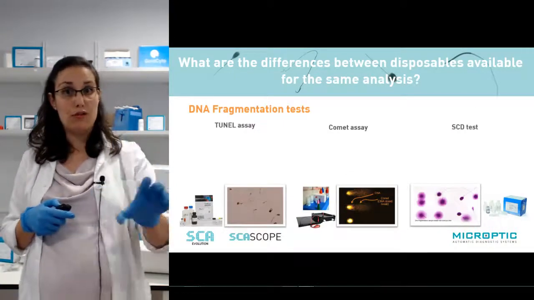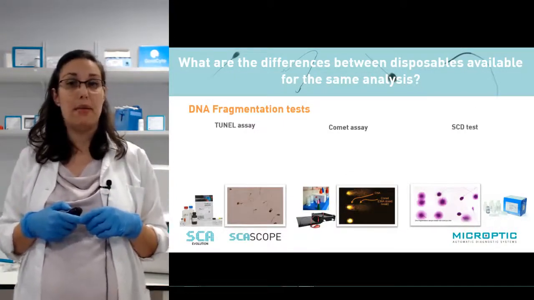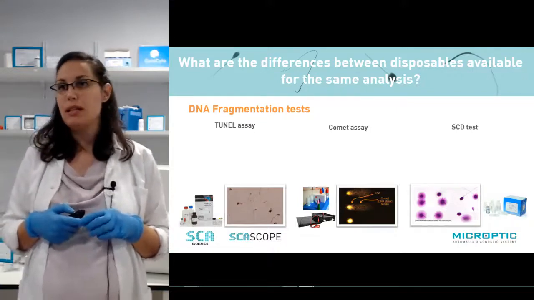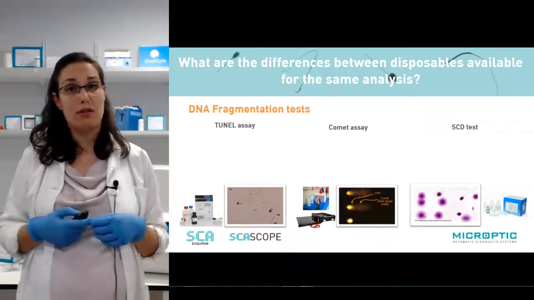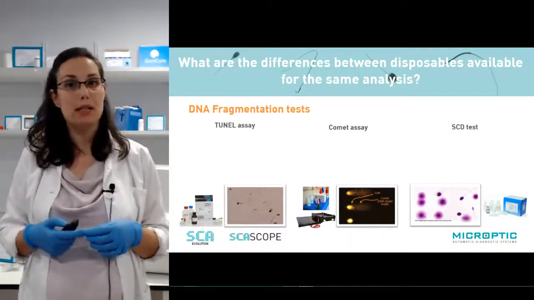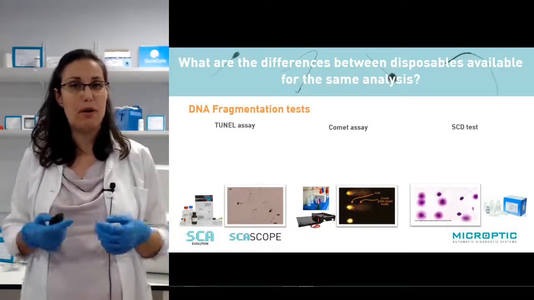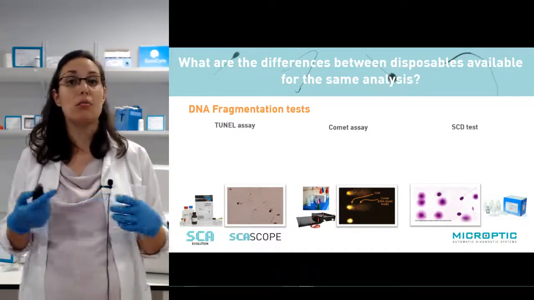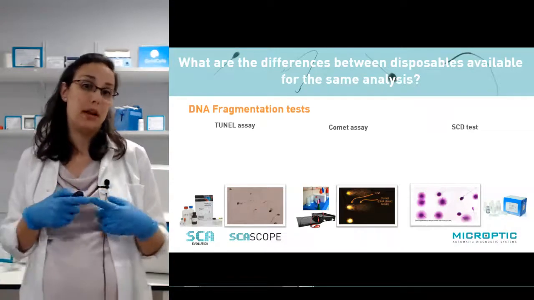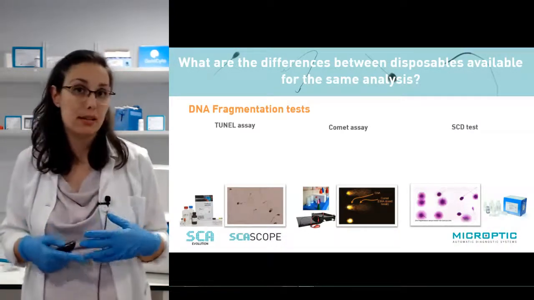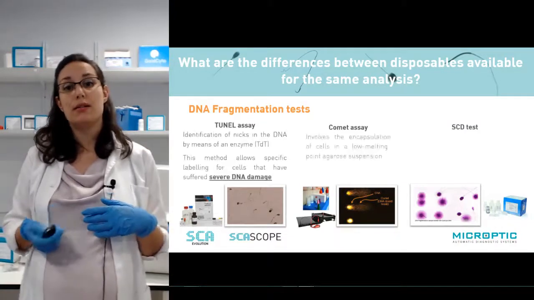Now we will move to the tests that are available for assessing DNA fragmentation. You will see that so many laboratories are using flow cytometry, but this is a very expensive and very complex method for evaluating DNA fragmentation. So just to mention that there are other protocols available, that could be the TUNEL assay, COMET, or the sperm chromatin dispersion test.